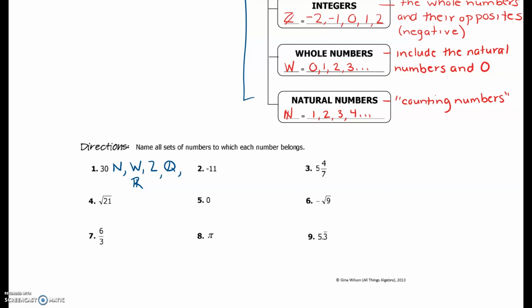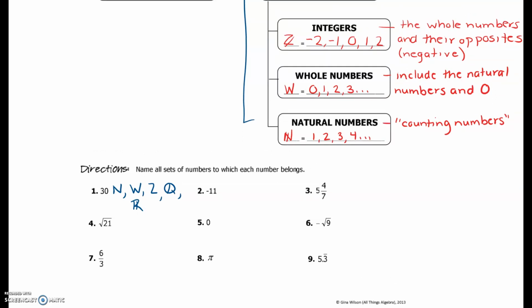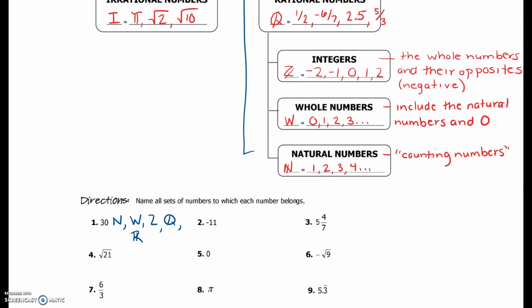The same idea with number 2. You have the number -11, okay? Well, think about where we put negative numbers. Negative numbers were part of this integer group. So its most specific classification would be an integer. I'm going to put that symbol for integer. And then everything else above it would fall into that category. So you would have rational numbers, and you would also have real.